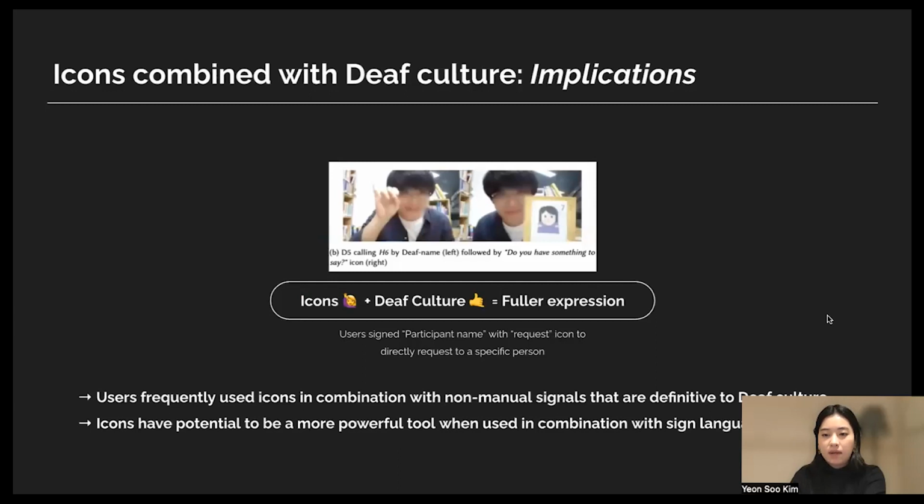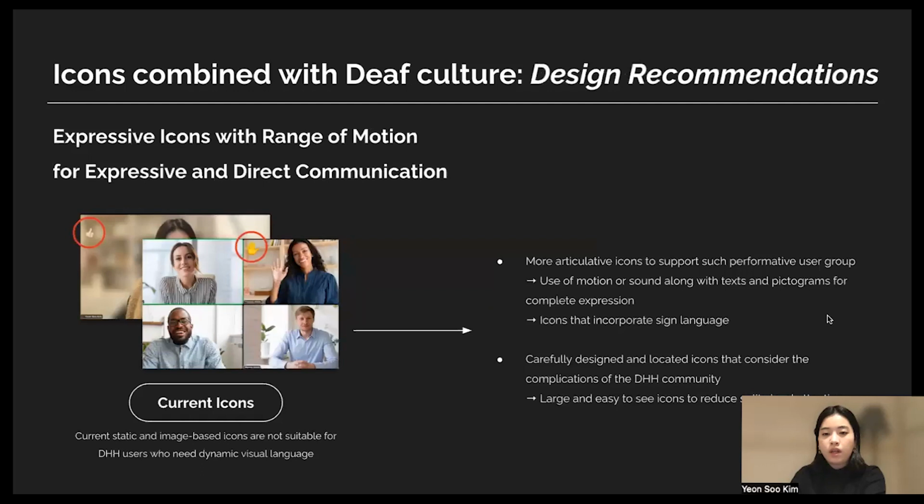Lastly, icons combined with deaf culture. DHH users frequently use icons in combination with non-manual signals that are definitive to deaf culture. If prior understanding of deaf culture is sufficient within meeting participants, icons have potential to be a more powerful tool when used in combination with sign language. We recommend expressive icons with range of motion for expressive and direct communication.